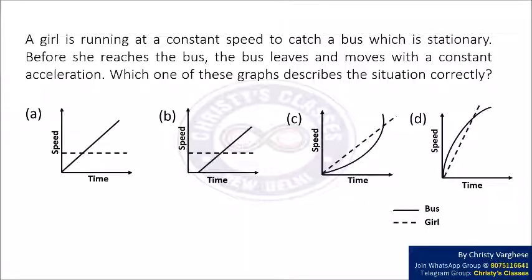In this video, we are going to solve the question: a girl is running at a constant speed to catch a bus which is stationary. Before she reaches, the bus leaves and moves with a constant acceleration. Which one of these graphs describes the situation correctly? So, we are given 4 graphs and we are going to find which of these graphs describes the situation correctly.